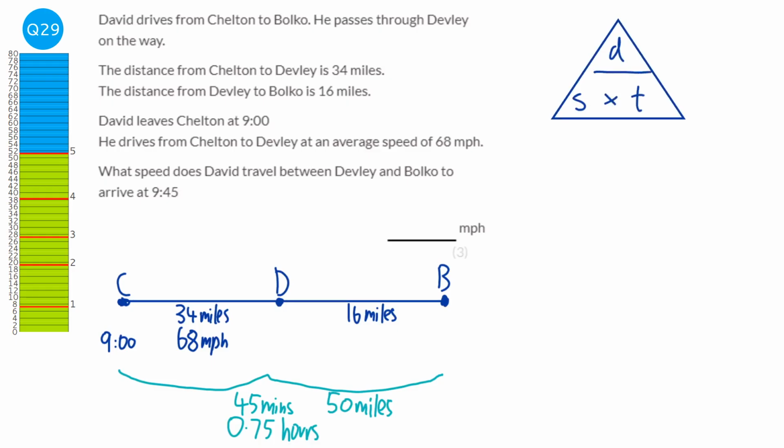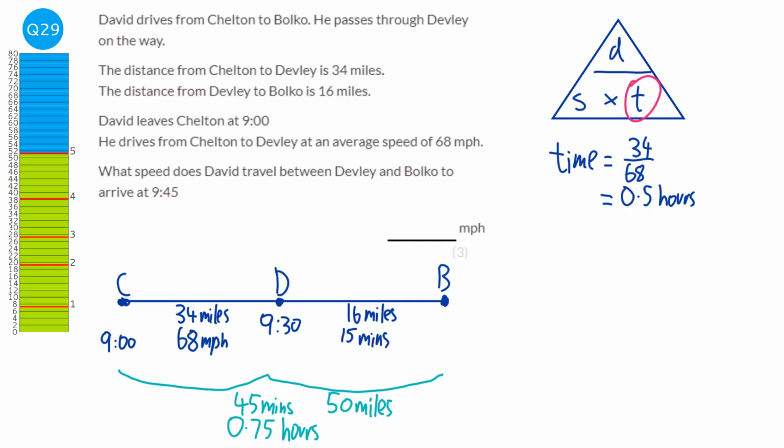And we're covering up the time, because that's the one we want. So it's going to be time equals distance, which is 34, over speed, which is 68. So we're going to do 34 divided by 68, which is 0.5. So it would be 0.5 hours. So that would be half an hour. So we will be at Devley at 9:30. So that means we've got 15 minutes left. Okay, so we've got 15 minutes to travel the 16 miles.